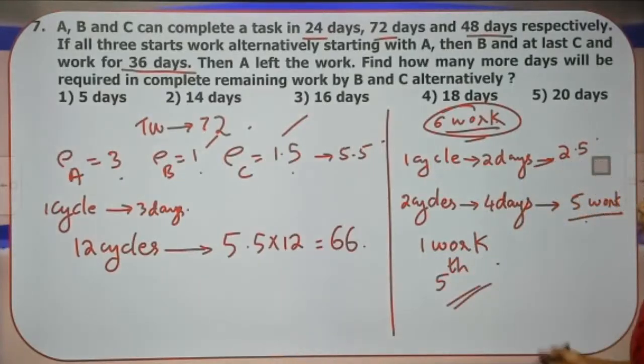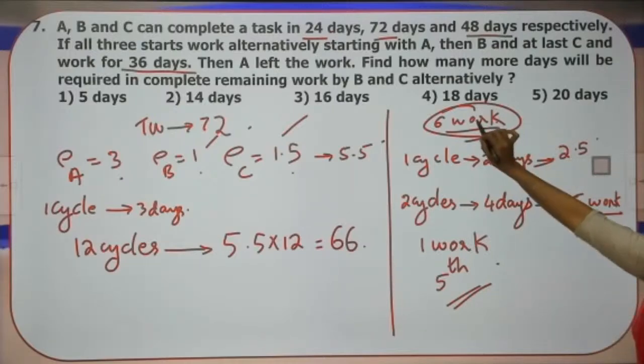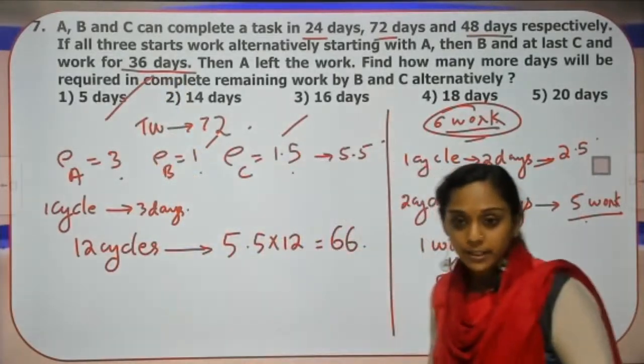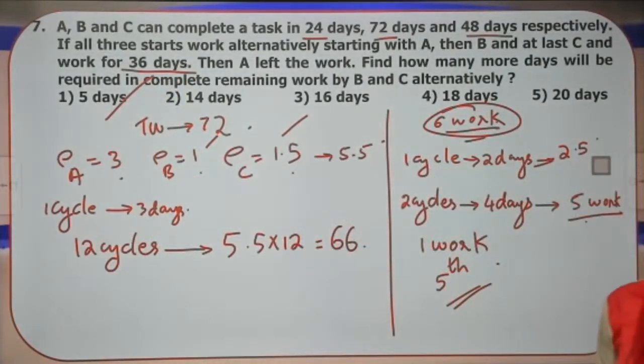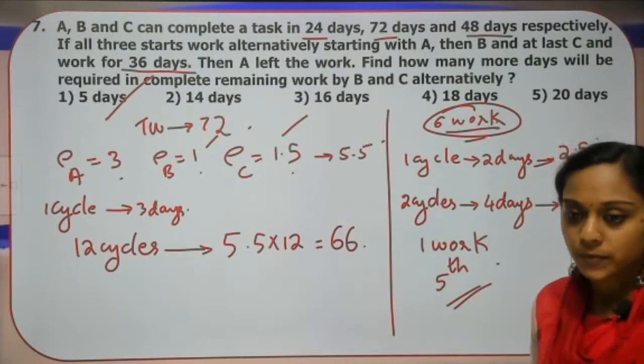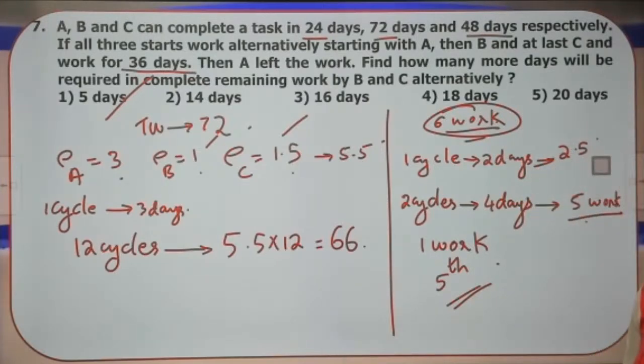So what is the total time taken to complete the remaining work? That is 5 more days needed. So our answer is option 1, 5 days. I hope it is clear for you. I am moving into the next question.